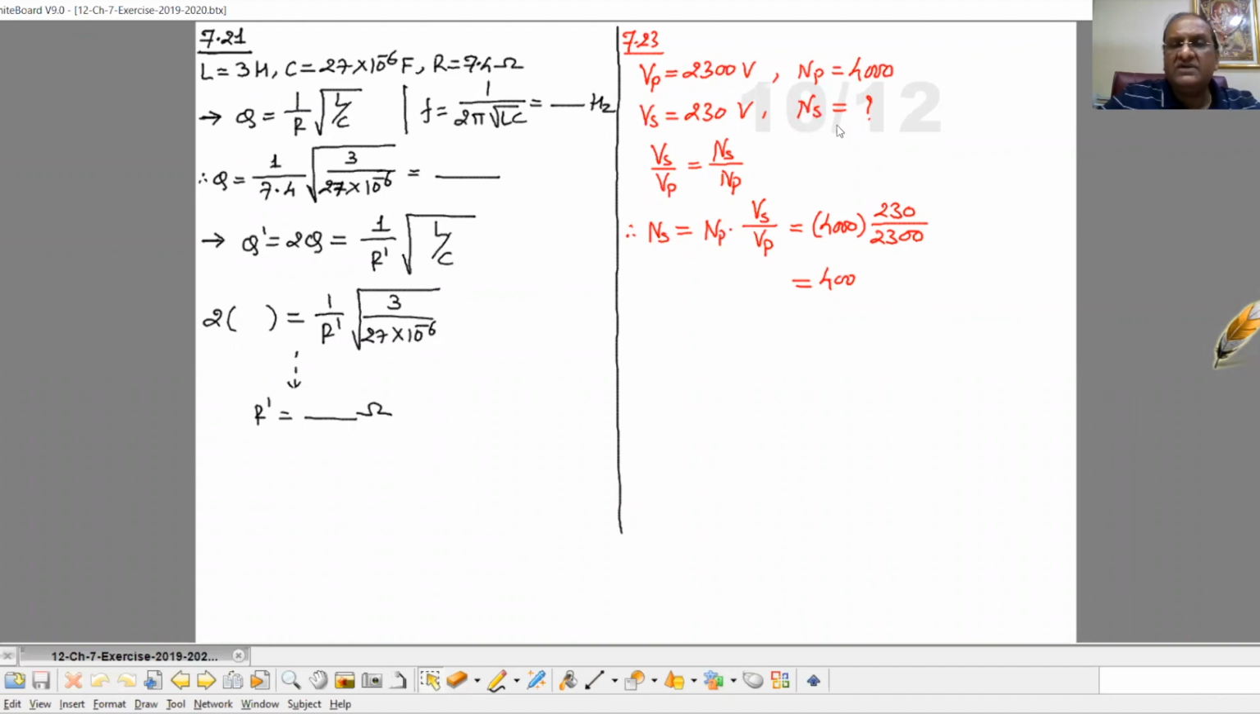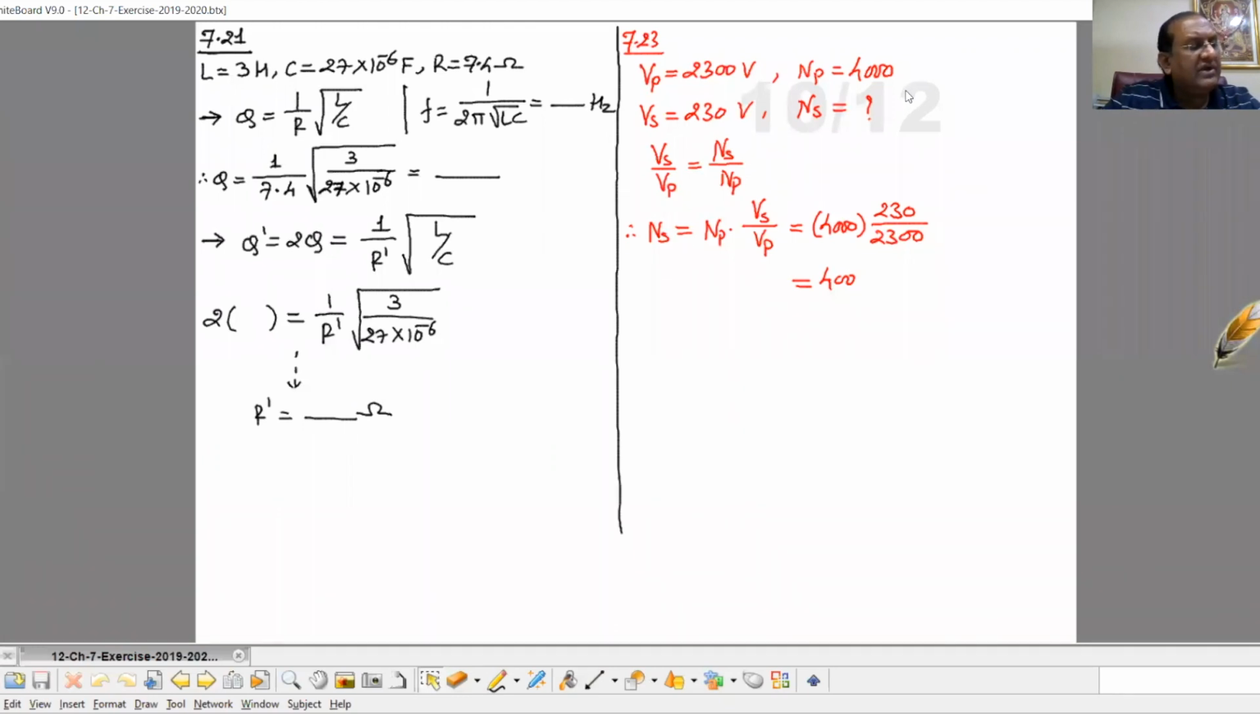So number of turns in secondary required, that we want to calculate. So VS by VP, that is NS by NP. So NS equal to NP into VS by VP. So 4000 into 230 by 2300. So we will get 400. Clear?